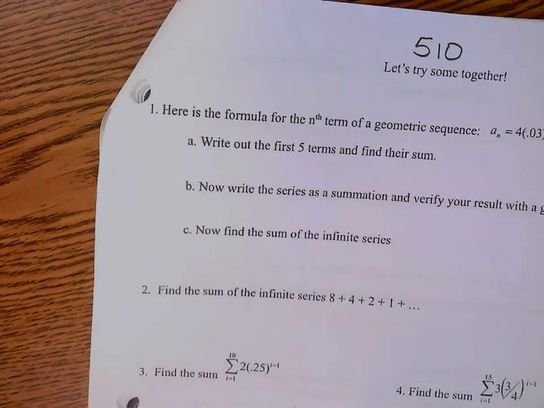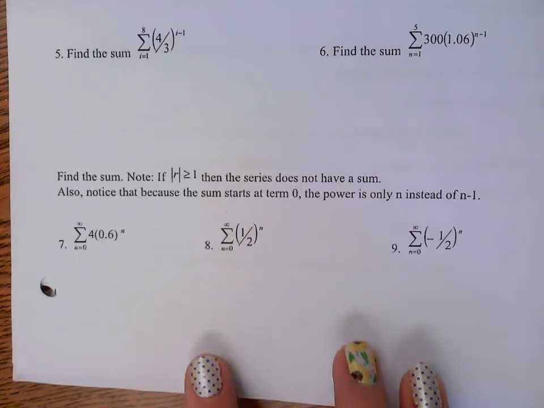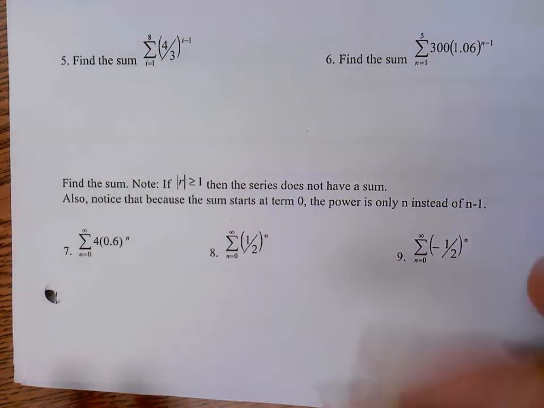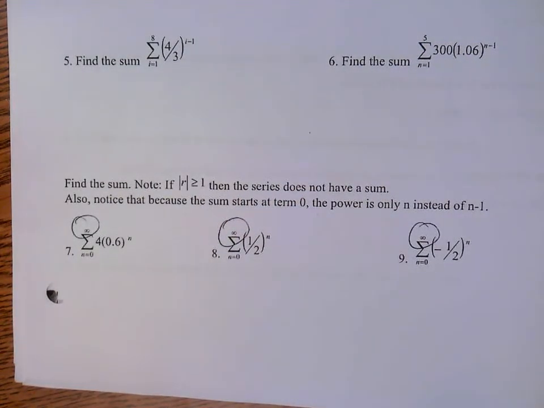So I want to take a look at using that formula on 7, 8, and 9 first. I'm just going to jump to the bottom on page 510. First, I want to know, is this going to converge? Because see how they're all going to infinity on the top? The only way that you can evaluate it is if it's a converging series.